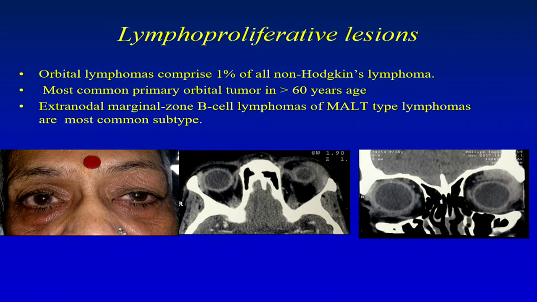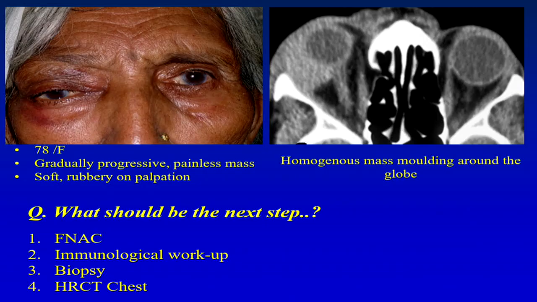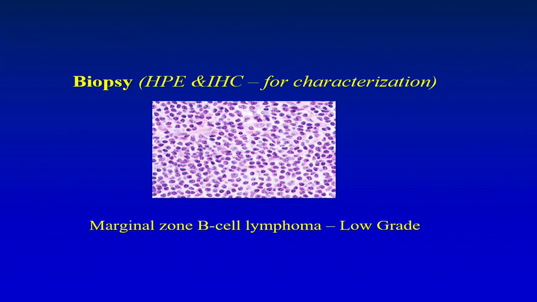Lymphoproliferative lesions are more common in the elderly age group. This was a 78-year-old female, and whenever you see a rubbery mass which is more homogeneous and which is molding around the globe or the orbit, you must suspect lymphomas in such cases. And what should be your first step in these cases? We should go ahead with the biopsy. FNAC has no role because you need to characterize the lesion.